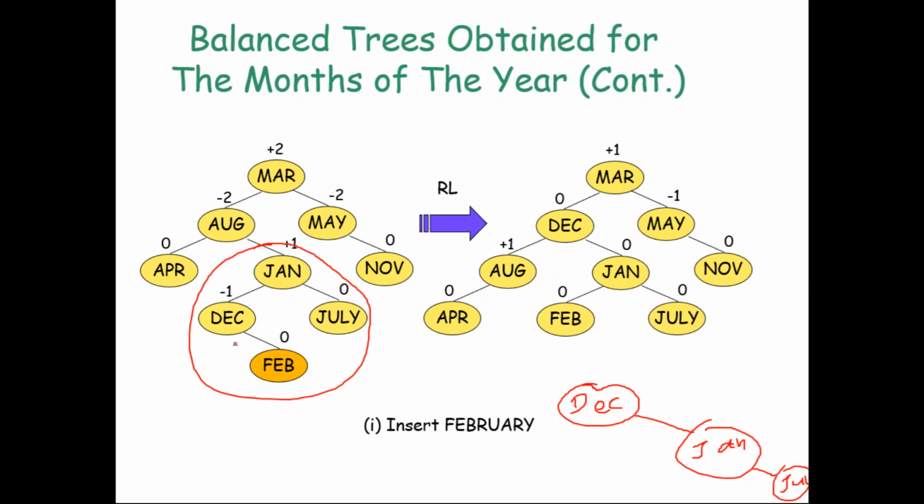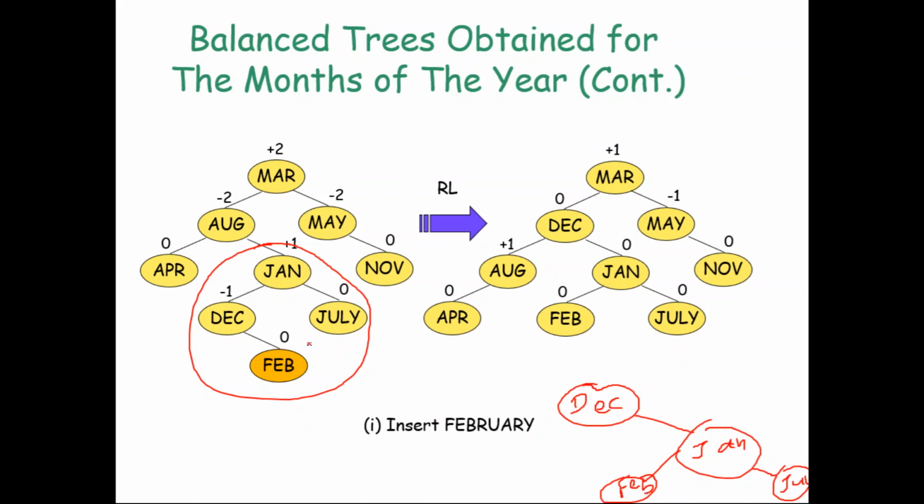But to the December, there is a right subtree, there is a right child Feb. Okay, where should it go? So if Feb is right to December, then it means Feb is greater than December. So it should go right. But Feb is less than Jan. Okay, F is less than J. So it will go as the left child of Jan. So Feb will come here. Okay.